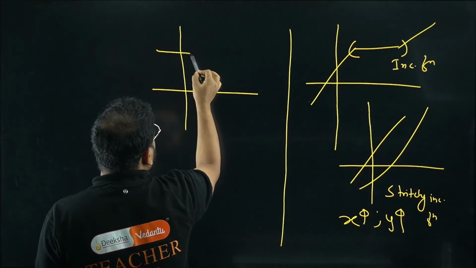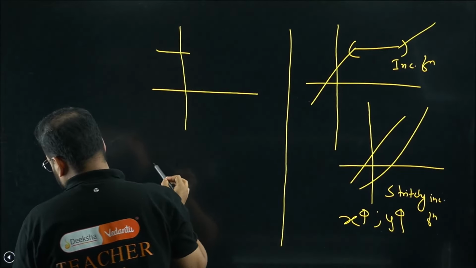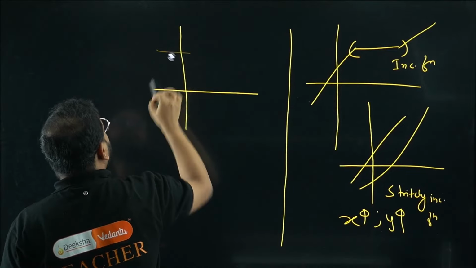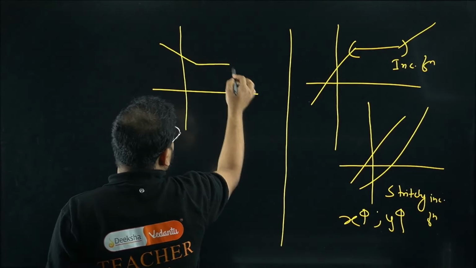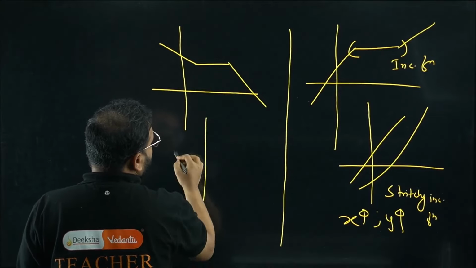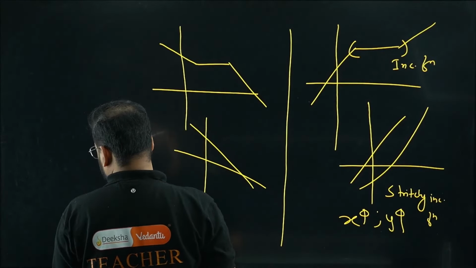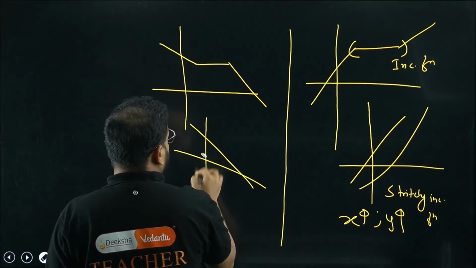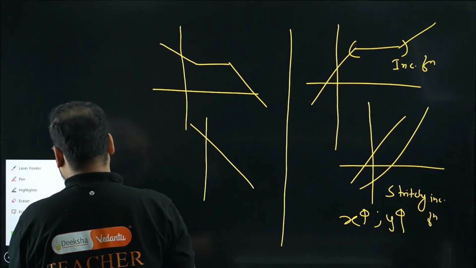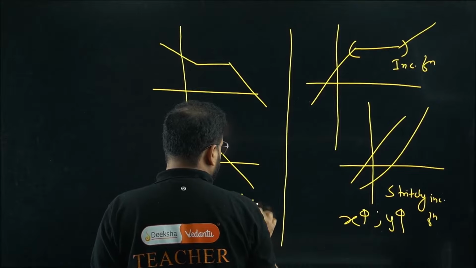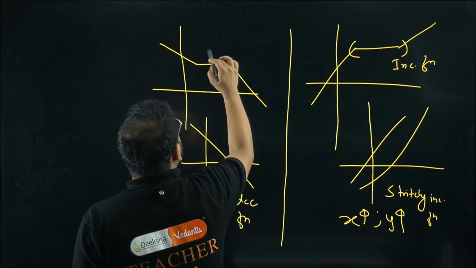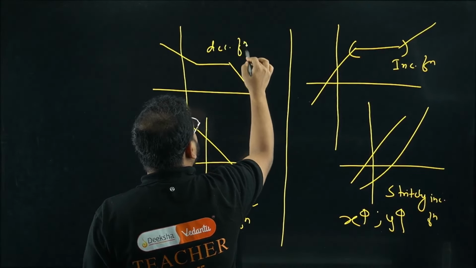So this will be your decreasing function. Have a look. And this will be your strictly decreasing function. This is the strictly decreasing function, whereas this is simply a decreasing function.